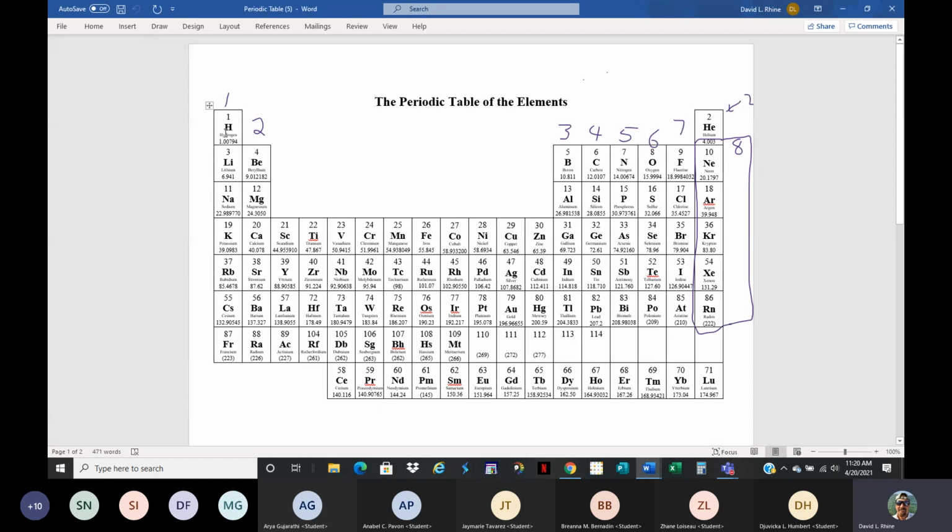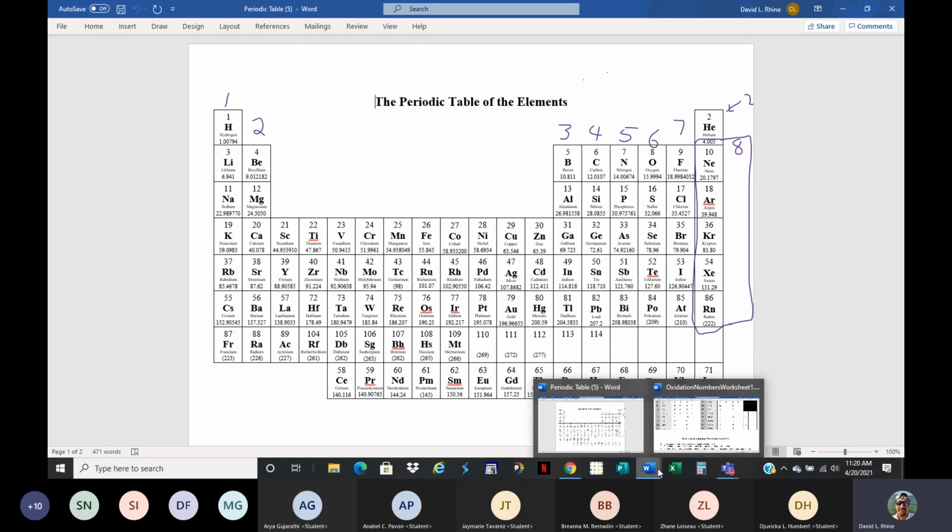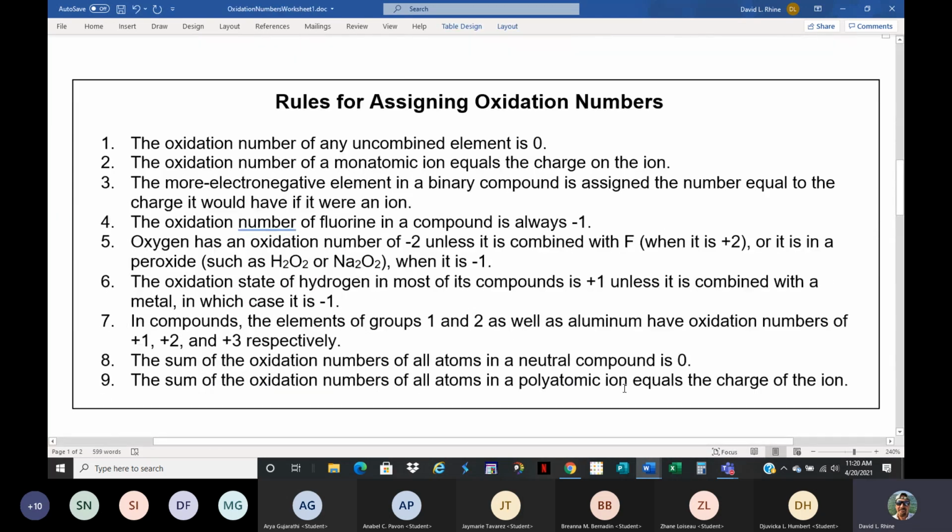In group 1, that's these guys. Group 2, group 1, group 2. Group 1 is always going to be +1. Group 2 is going to be +2. And aluminum is going to be +3. Always, always, always. Again, that's in the rules. That's rule 7. In compounds, the elements of groups 1 and 2, as well as aluminum, have oxidation numbers of 1, 2, and 3, respectively.